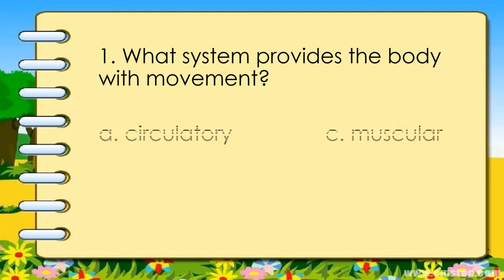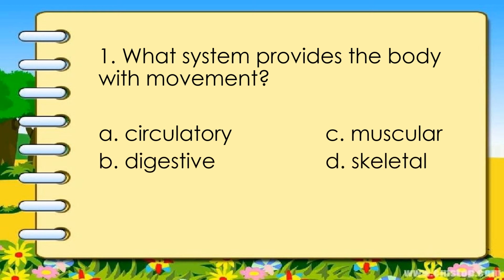Number 1. What system provides the body with movement? A. Circulatory. B. Digestive. C. Muscular. D. Skeletal. The answer is letter C. Muscular.